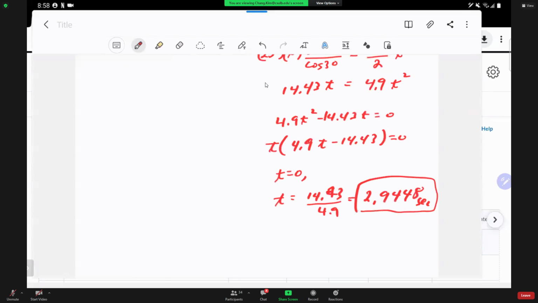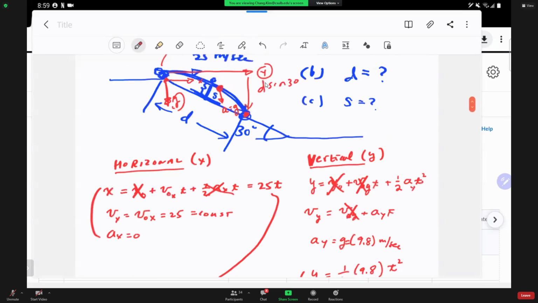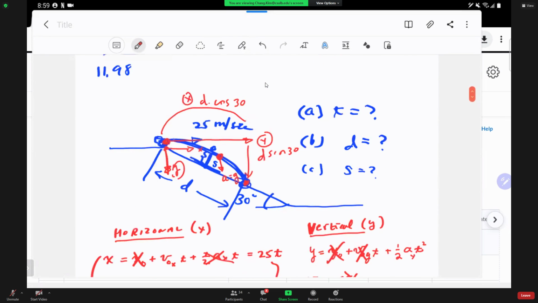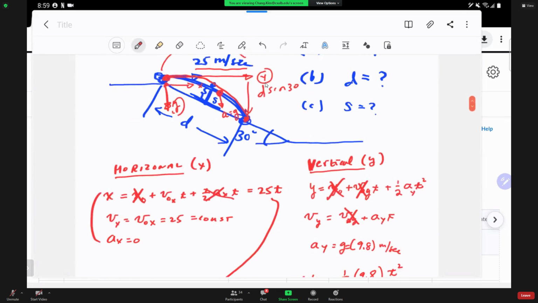And that's what it is. So it takes about 3 seconds for this person to land right here if the initial velocity is 25 meters per second in the horizontal. Okay, so when he jumps, that's what it is.